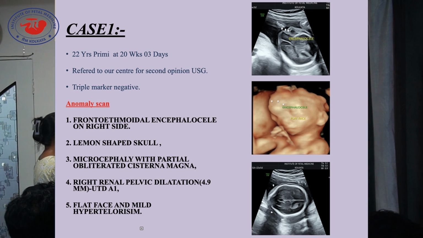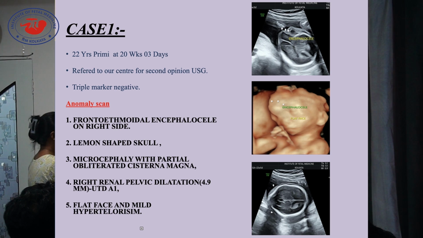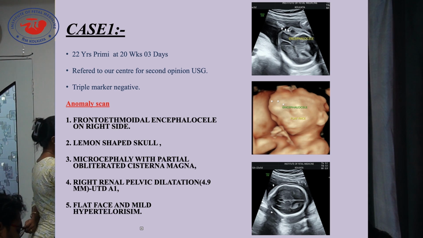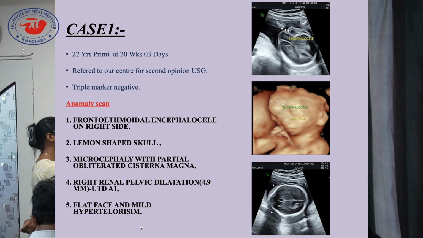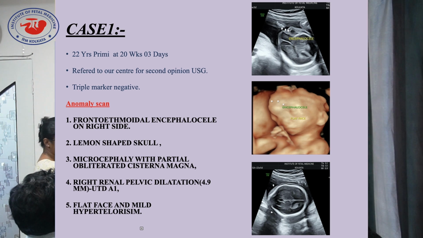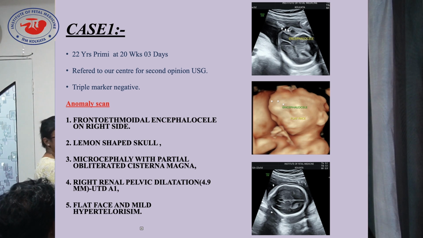It is 4.9 mm, that is UTD A1. The fetus has a flat face and mild hypertelorism. They planned termination of the pregnancy, and termination occurred in the periphery, from where the patient was referred. Karyotyping of the product was done and came out normal. Other genetic tests like CMA or advanced genetic tests were not done.